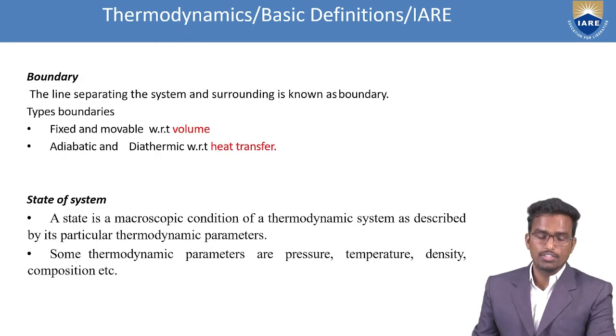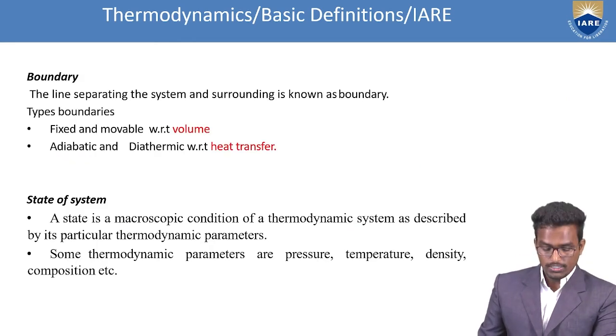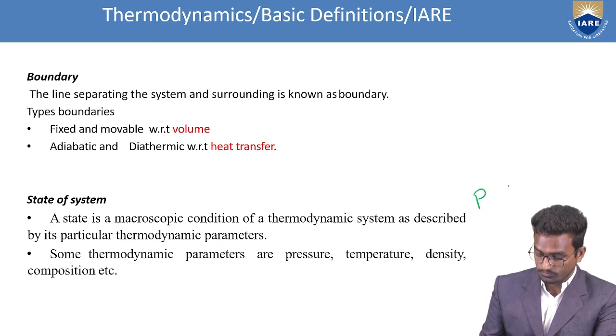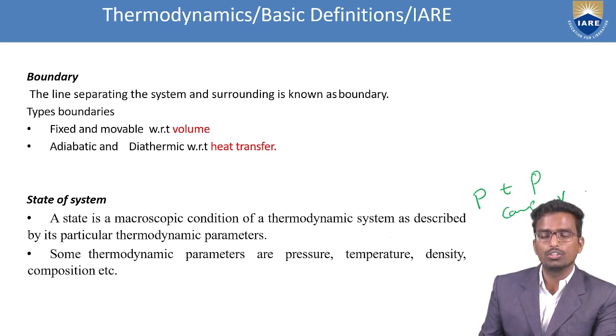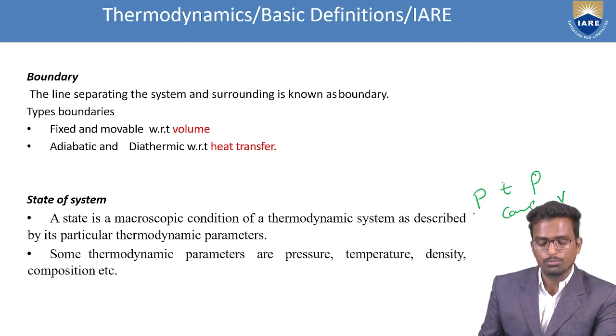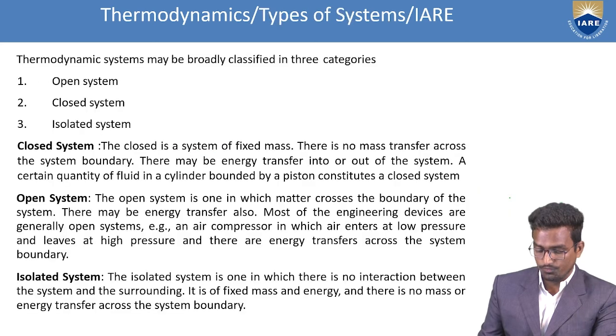State of system. A state is a macroscopic condition of a thermodynamic system as described by its particular thermodynamic parameters. If you want to discuss the state of a system, we specifically say what the particular thermodynamic parameters are. We have a few thermodynamic properties like pressure, temperature, density, composition, and volume. Depending on these thermodynamic properties, we discuss what the condition of the thermodynamic system is.